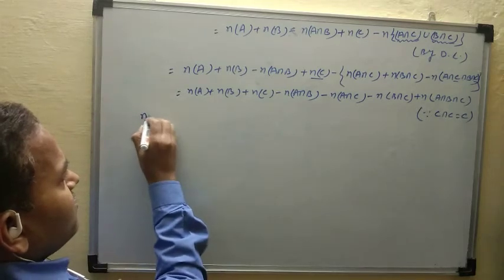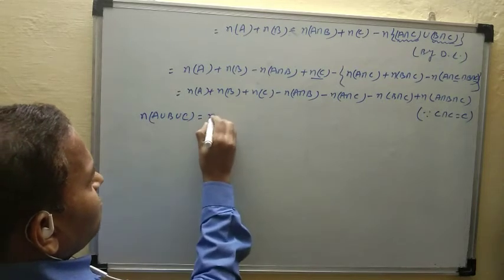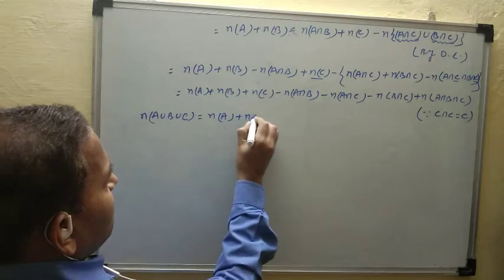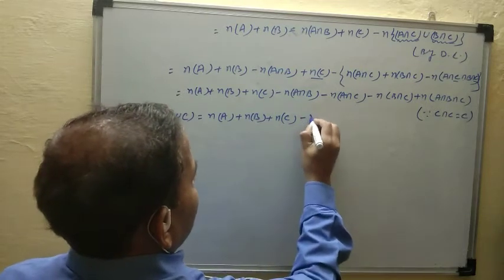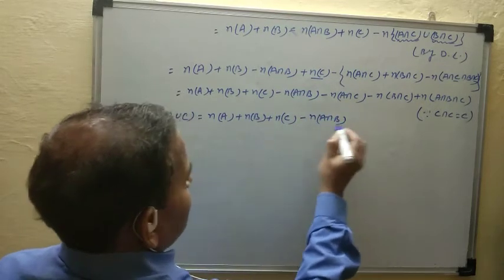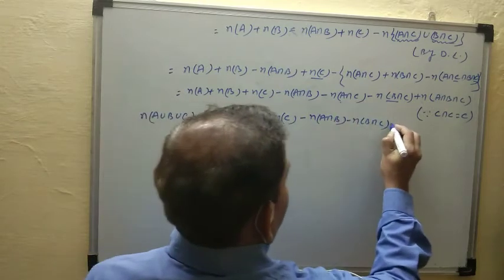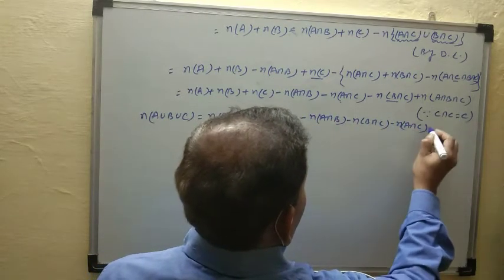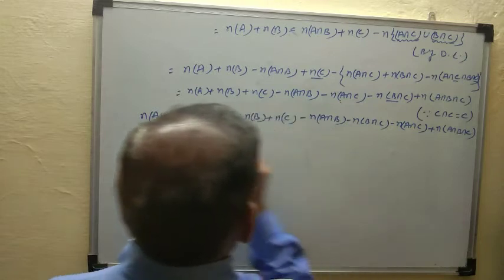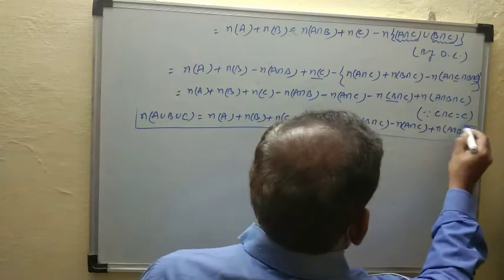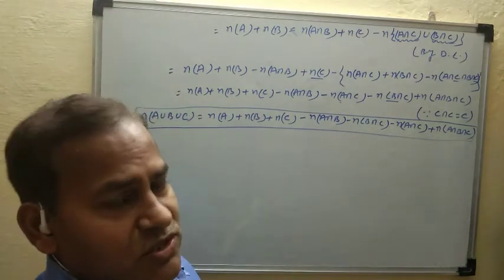This is the formula of number of A union B union C: it is equal to number of A, then number of B, then number of C, then minus number of A intersection B, then minus number of B intersection C, then minus number of A intersection C, and plus number of A intersection B intersection C. So this is the formula for the union of three sets.